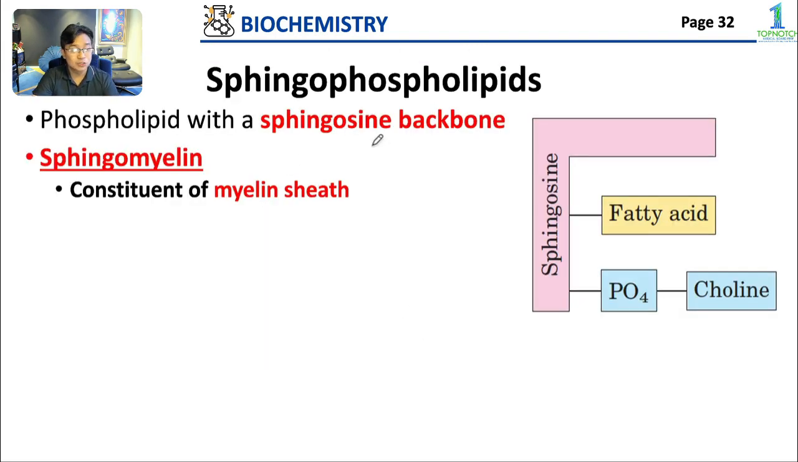Next, we have your sphingophospholipids. And we have here your sphingomyelin. Okay, it's the most important among them and the main constituent of your myelin sheath.